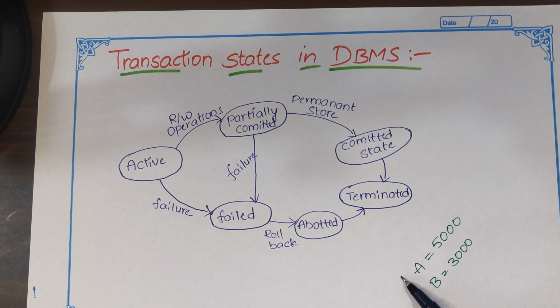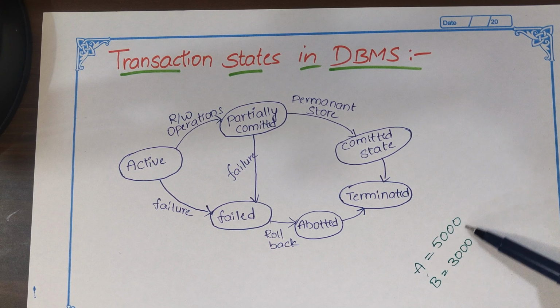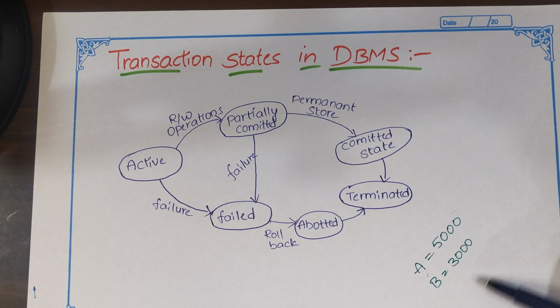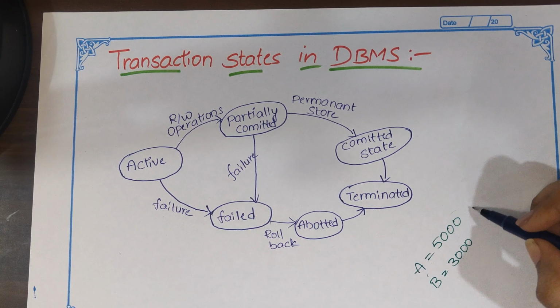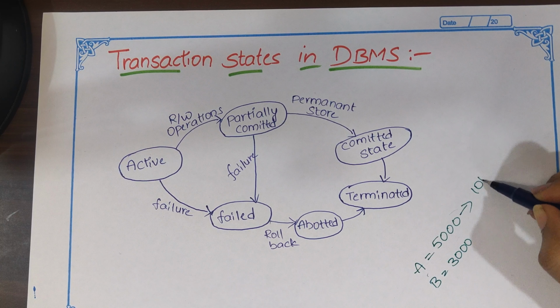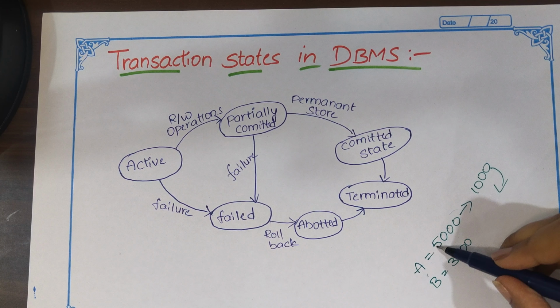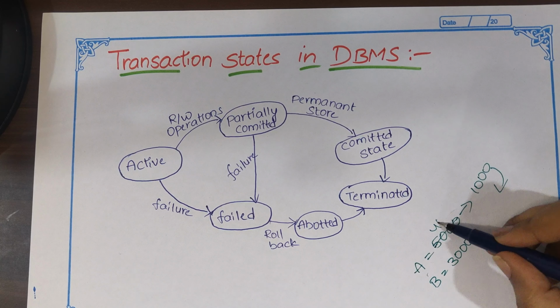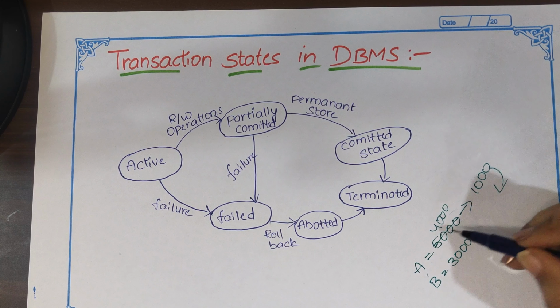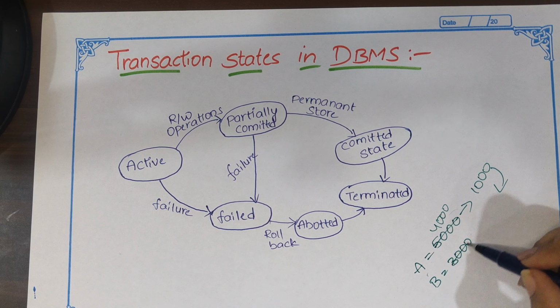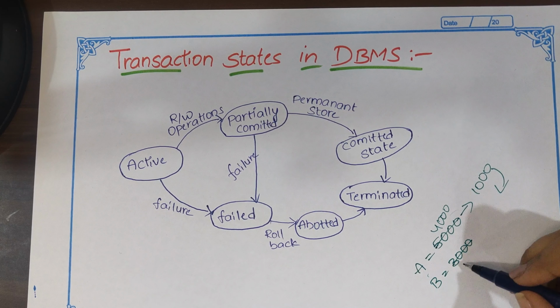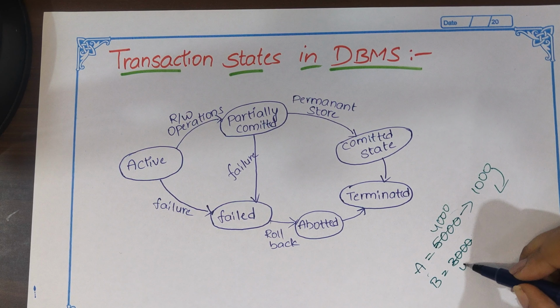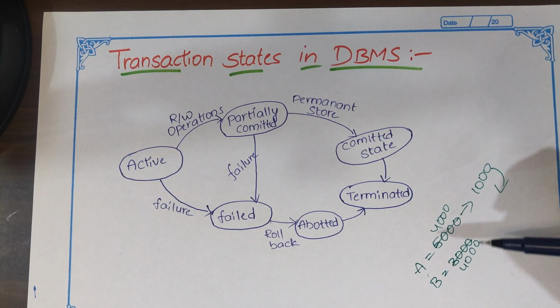Initially, A was me and B was some other person. A initially has 5000 rupees and B has 3000 rupees. After the transaction, we are sending 1000 rupees to B, right? So A's amount becomes 5000 minus 1000, 4000, and the amount is transferred to B's account, so 3000 plus 1000 becomes 4000. Here A has 4000 and B also has 4000.